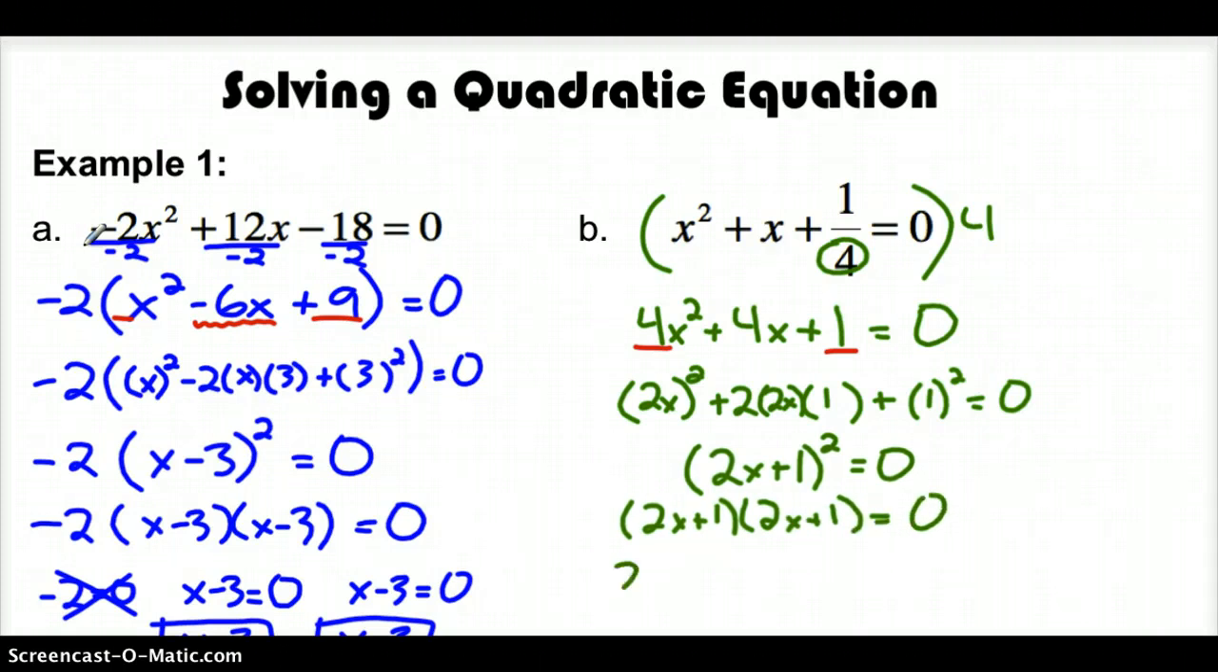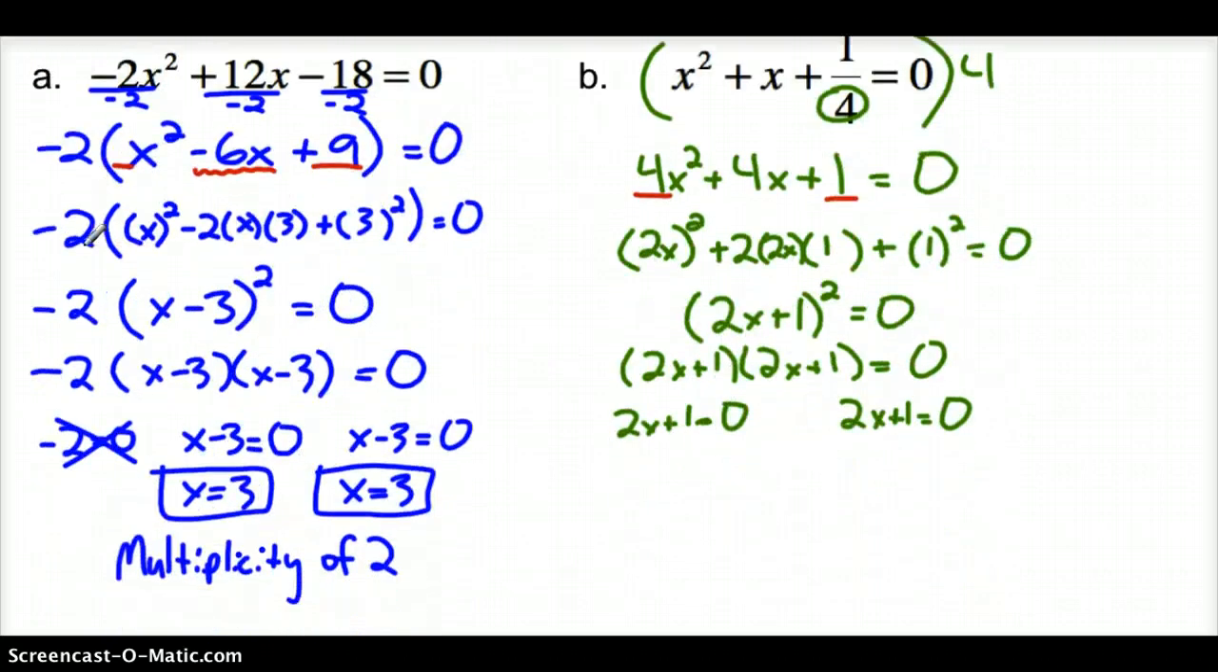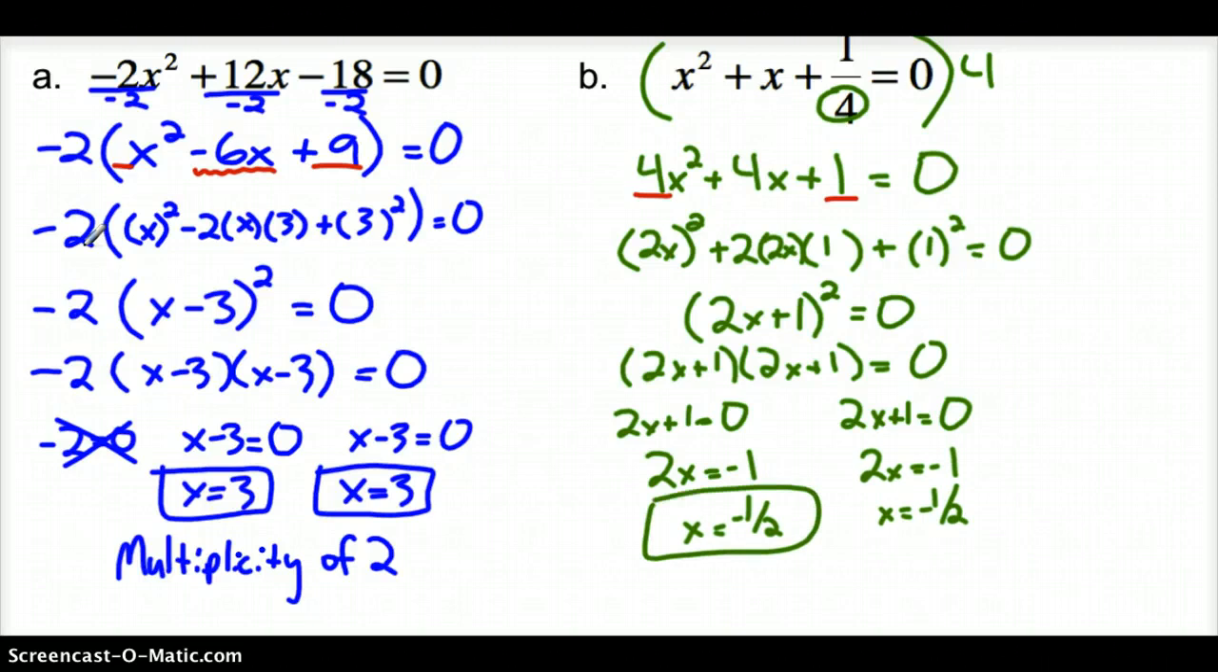I'll set 2x plus 1 equal to 0, and do that twice. I'll notice that I get only one answer, but it's the same answer. If I solve this equation, I subtract 1 from each side to get 2x equals negative 1, and divide to get x equals negative 1/2. It'll be the exact same steps for the other one. This is our only answer, x equals negative 1/2, but there is a multiplicity of 2.